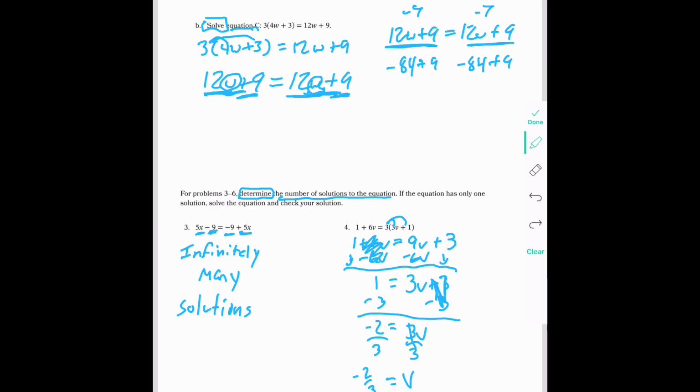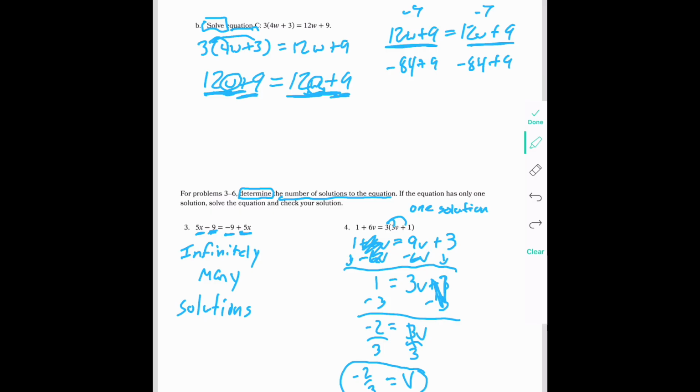Okay, so since I got this as an answer, which is what you should be used to finding, the one variable, that means that this problem I can identify now only has one solution, but I still need to do the other part of the problem because I've solved it. Now that knowing that it has one solution, I need to check my work. So I need to take this negative 2/3 and put it in the original equation to see if it works.